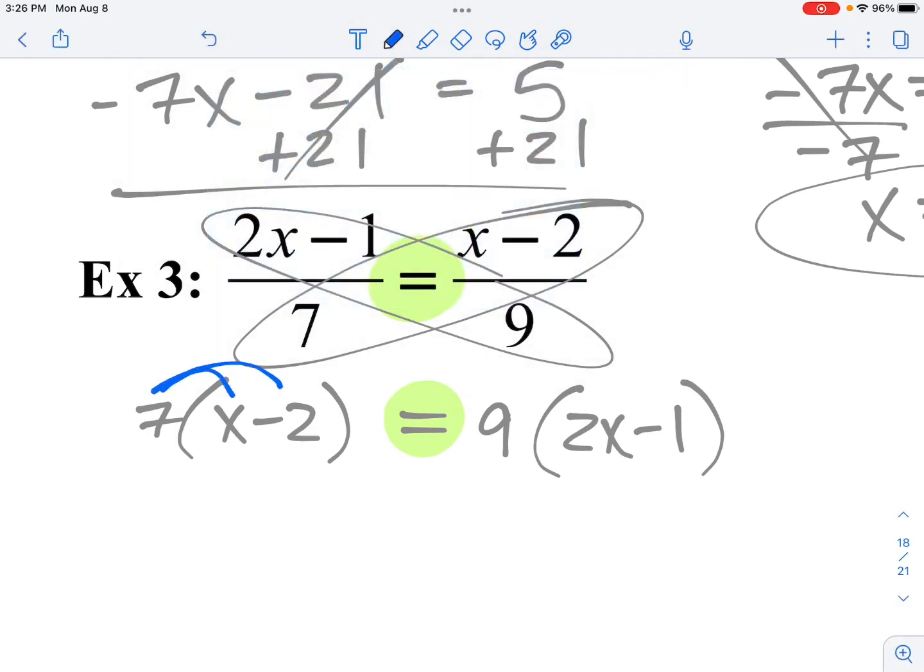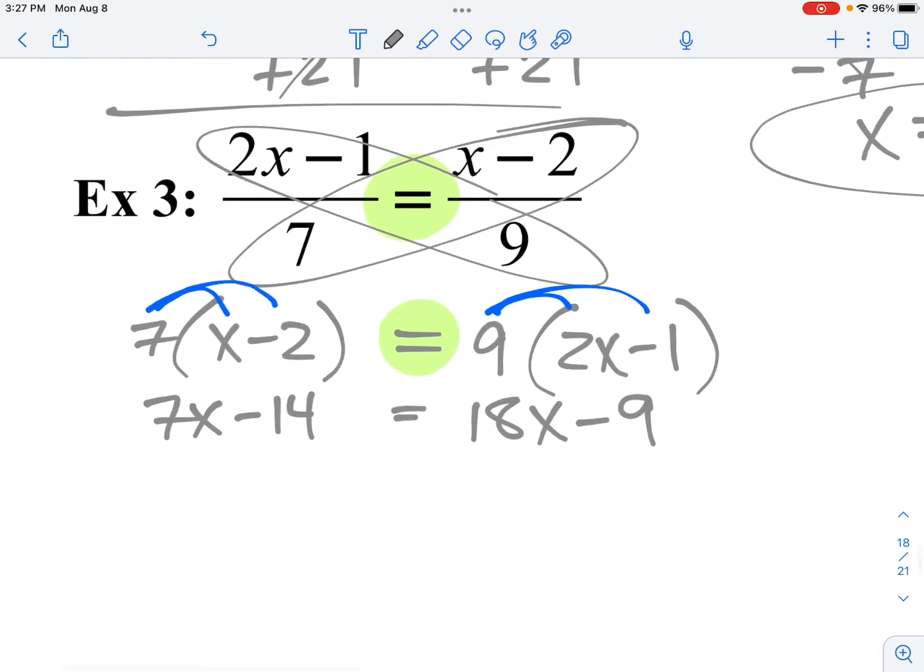Anytime you have a whole number outside some parentheses, you want to distribute it in. When I take 7 times x, I get 7x. And when I take 7 times negative 2, it's negative 14. Keep the equal sign, and I'm going to do the same thing on the right-hand side. 9 times 2x is 18x. 9 times negative 1 is negative 9.